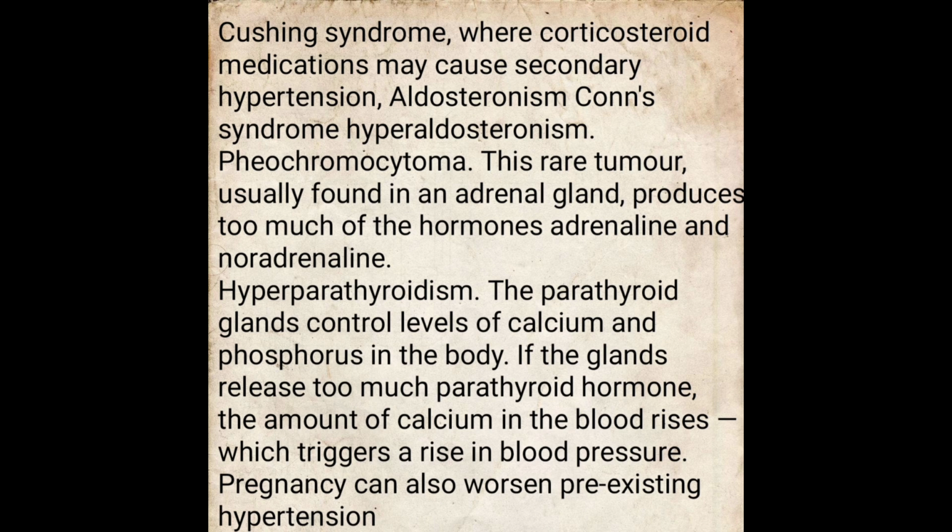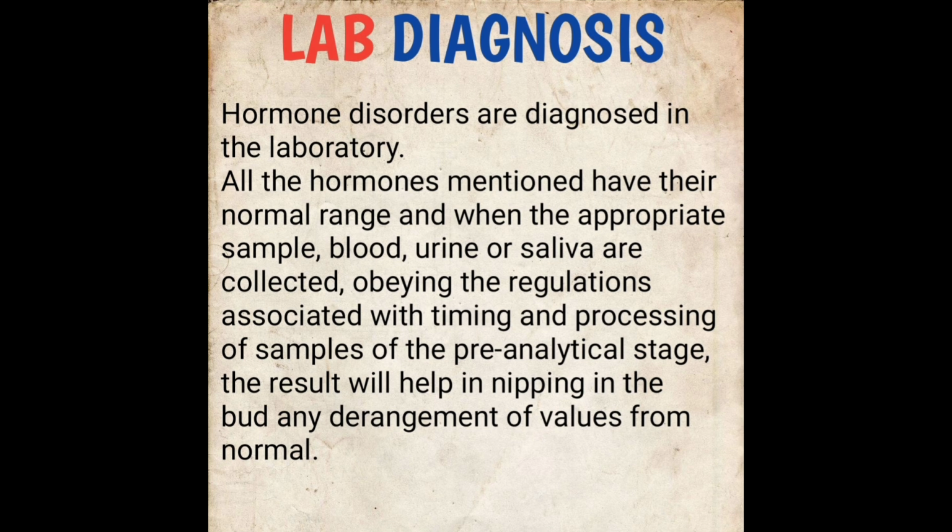There are so many conditions that could create and sustain that hypertension situation, so one must be careful to always check all these factors. Laboratory diagnosis: hormone disorders are diagnosed in the laboratory. You can always test for these abnormalities in the lab. All the hormones mentioned earlier have their normal range, and when the appropriate sample, blood, urine, or saliva, is collected, obeying the regulations associated with timing and processing of samples at the pre-analytical stage, the result will help in nipping in the bud any derangement of values from the normal.